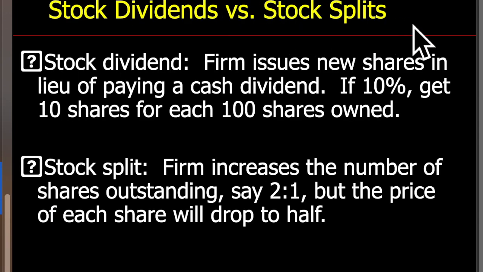So, stock dividend and stock split. In a stock dividend, firms issue new shares in lieu of paying a cash dividend. Instead of paying cash dividend, they give you the stock, like we just explained in the example we have given. If 10%, you get 10 shares for each 100 shares you own. That means the shares will increase. So what about stock split?